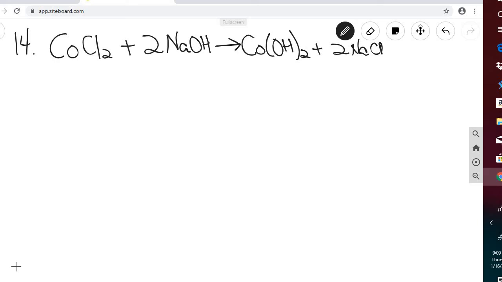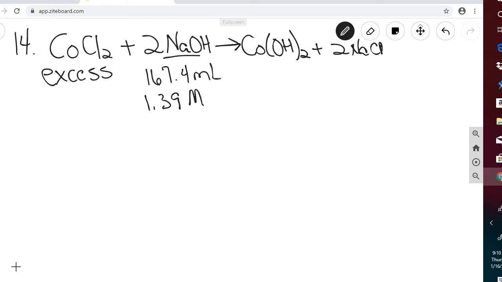Okay, so that's the equation we are given, and now let's look at what we are given. For sodium hydroxide, we are told that you have 167.4 milliliters, and it is a 1.39 molar solution. There's an excess of this, which means they're just telling us we have enough for the reaction to run. That's not going to be the limiting reactant.